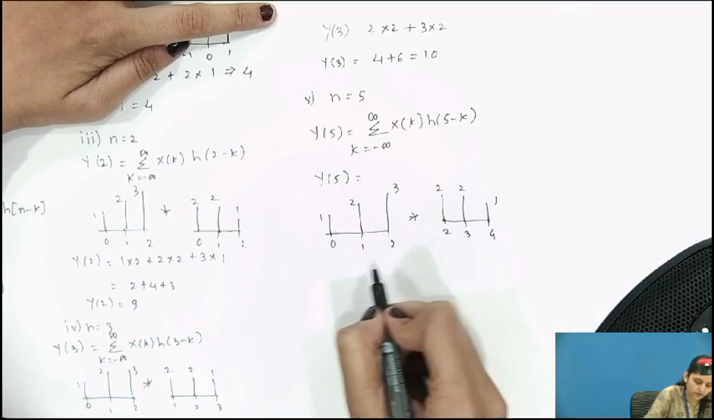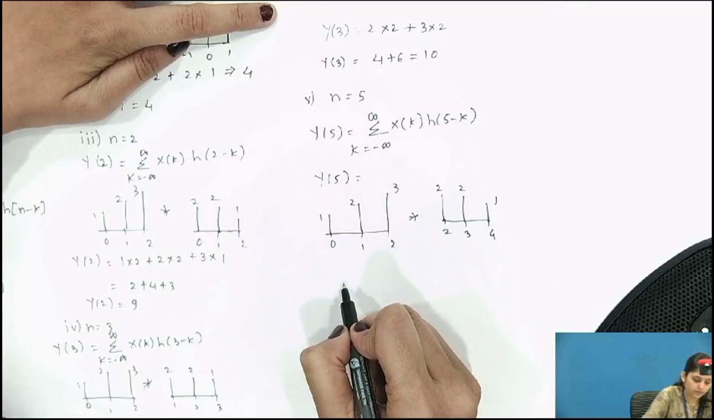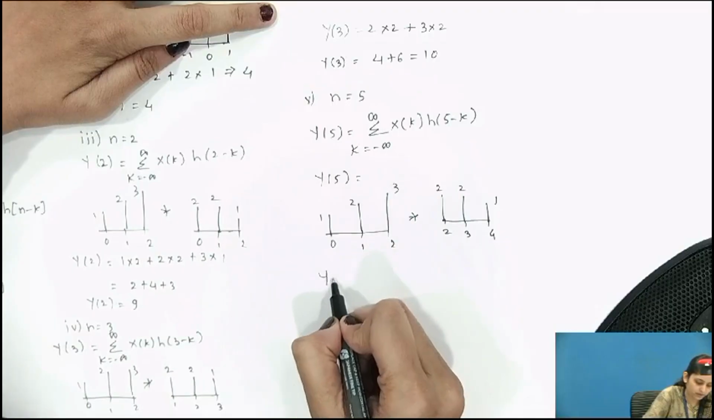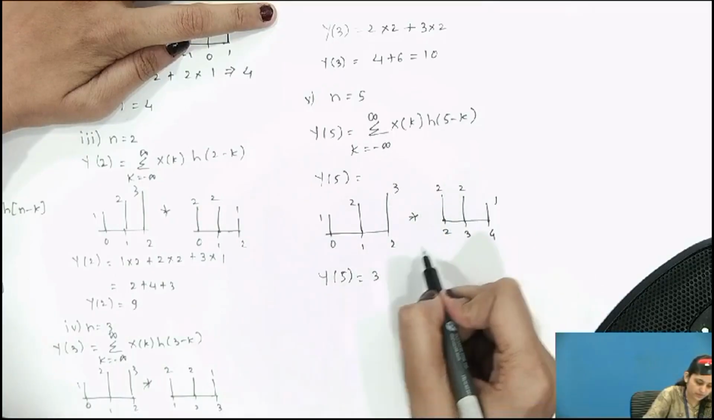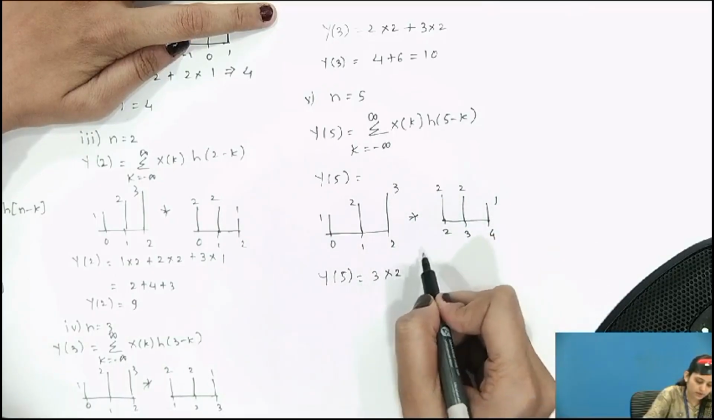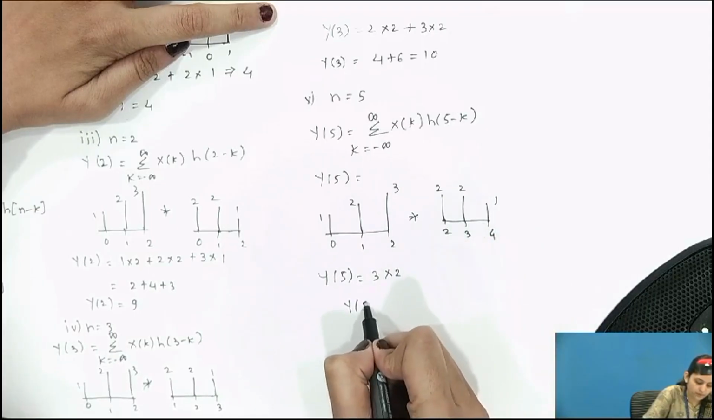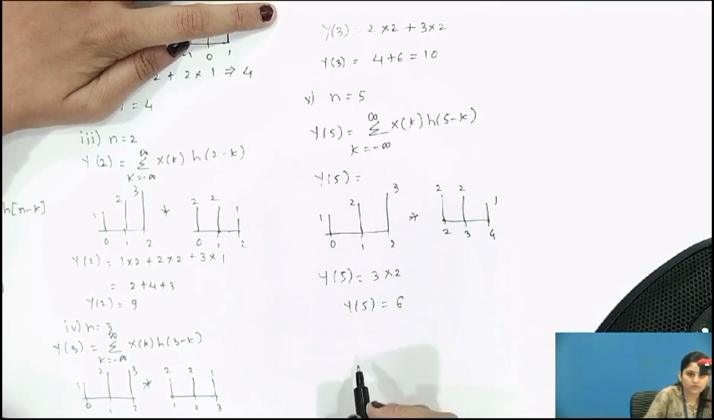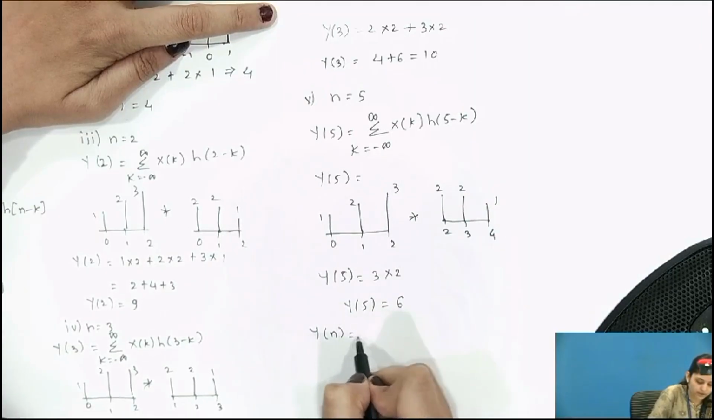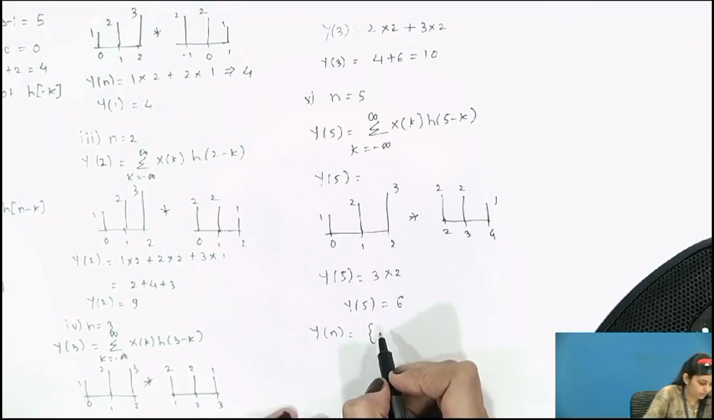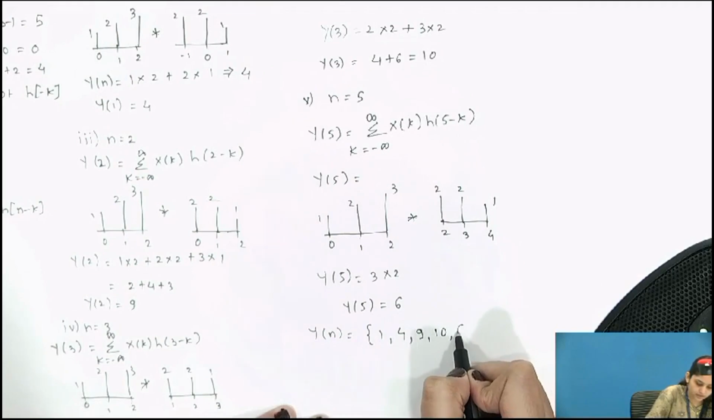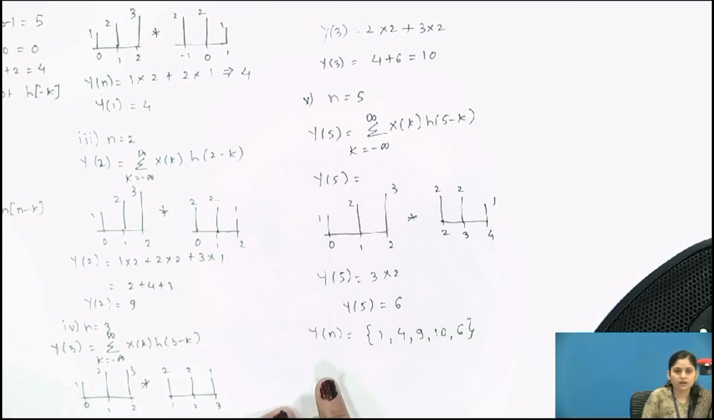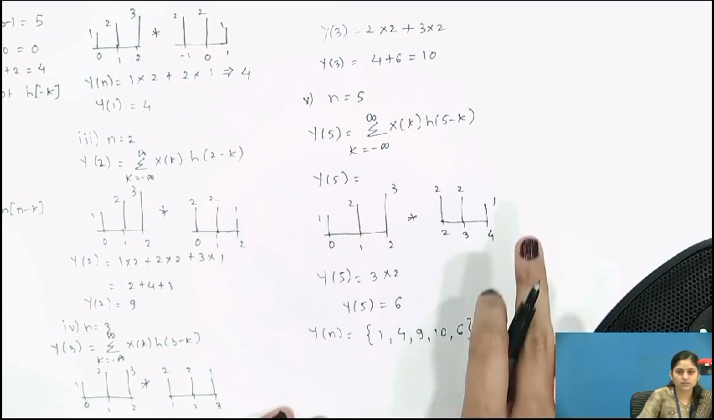Again we have to calculate the values here. So what is our y of 5 now? Y of 5 is nothing but at 2, the amplitude is 3 and here the amplitude is 2, and otherwise it is 0. So y of 5 is equal to 6. So the total y of n that we have calculated has the values 1, then 4, 9, 10, 6. This is the final output y of n: 1, 4, 9, 10 and 6.